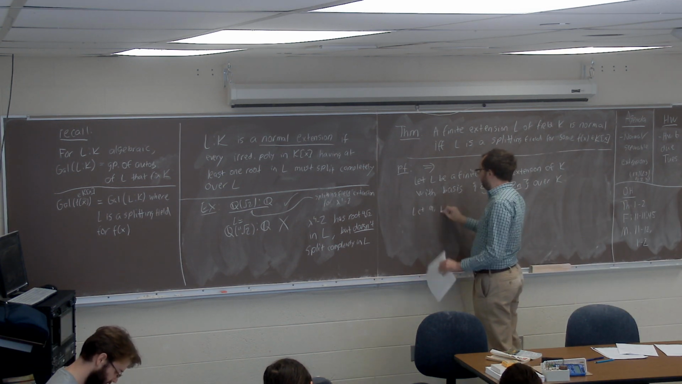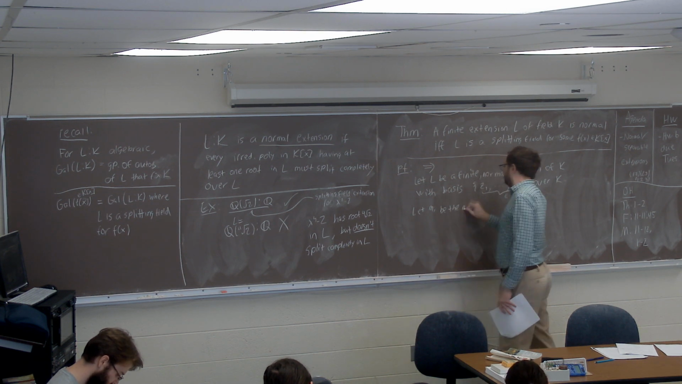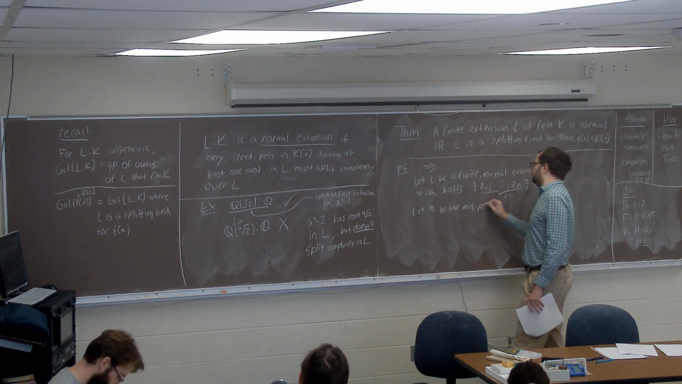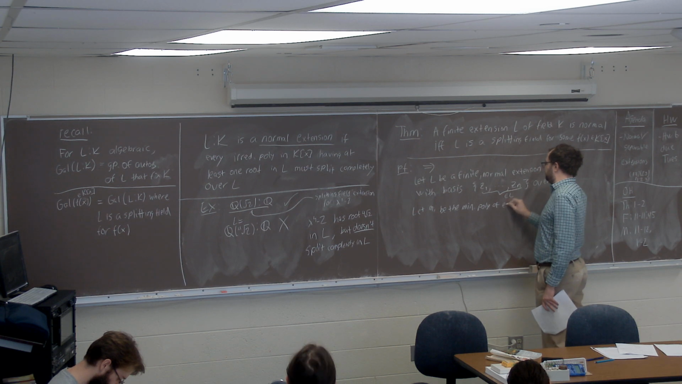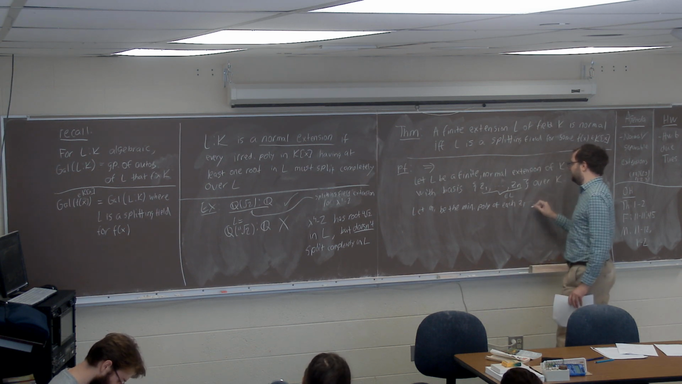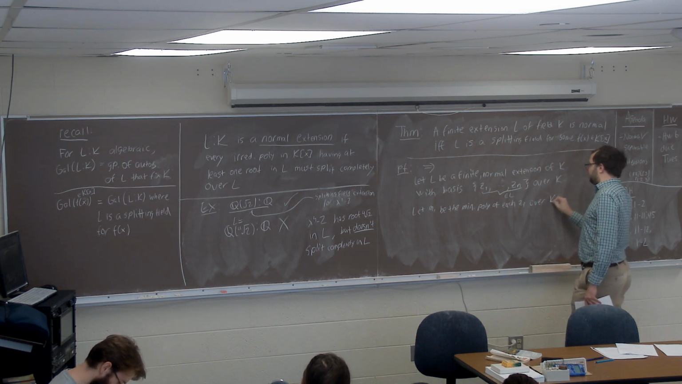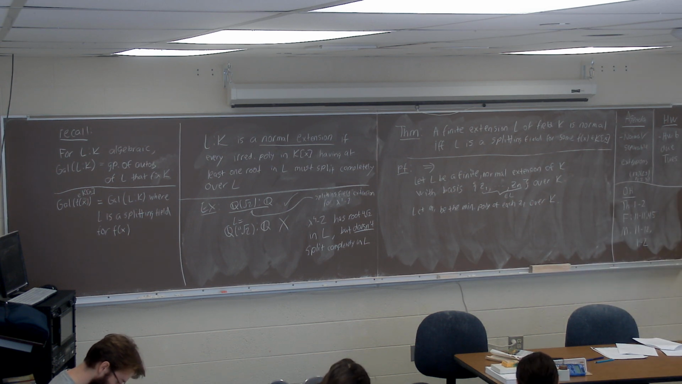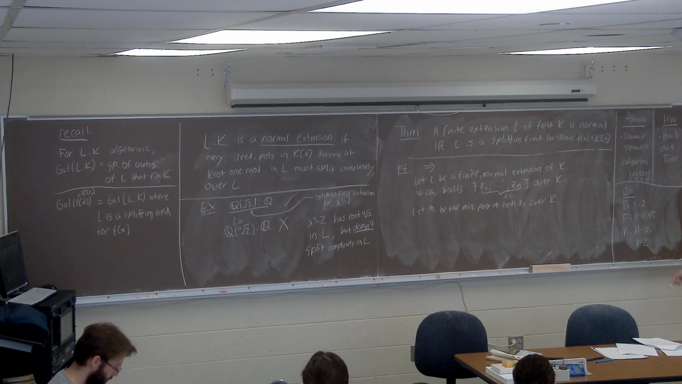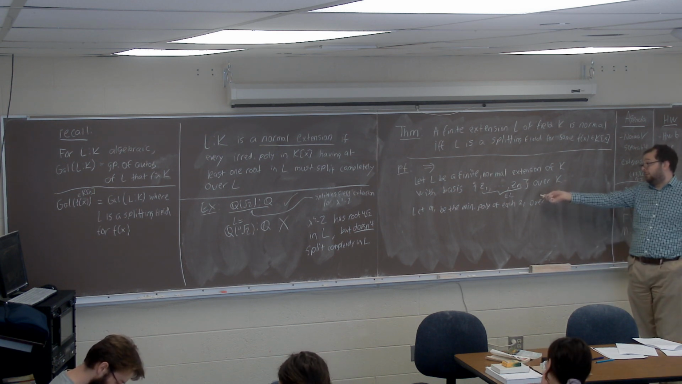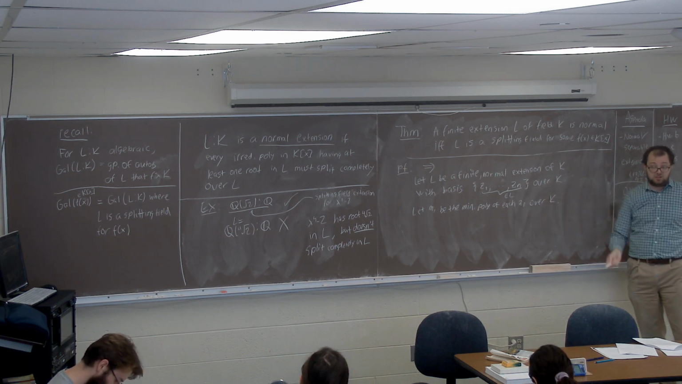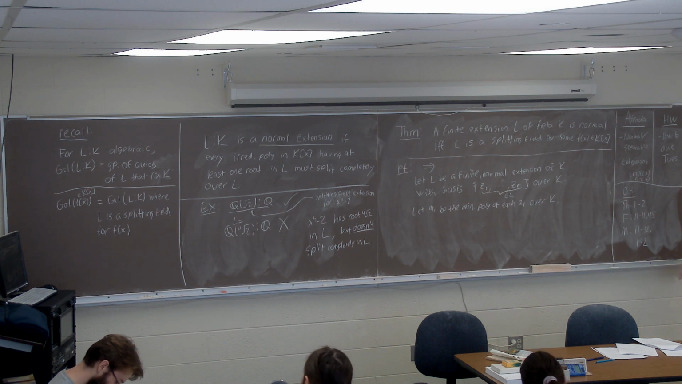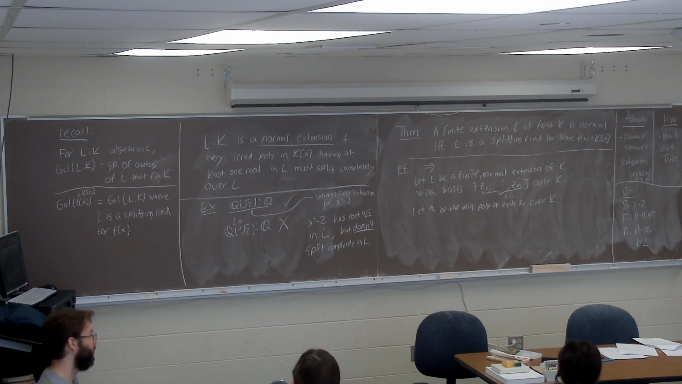Let m sub i be the minimum polynomial of each corresponding z sub i over k. These are all elements in L. We know L is an algebraic extension because it's a finite extension. So every element in L, including these, should have some minimal polynomial over k.